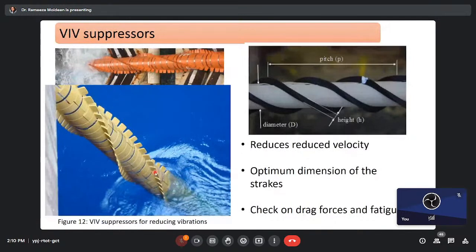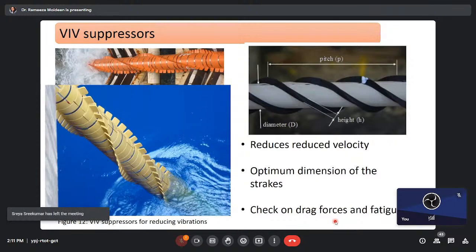And then the next idea is using VIV suppressors, so that the vortices will not be formed around the structure, but the vortices will die out because of these helical strakes. So this helical strakes design will help to reduce the vortex induced vibrations. But the problem is that the height and the diameter of these helical strakes have to be properly designed. Otherwise, it will increase the drag force, and this will eventually cause fatigue.